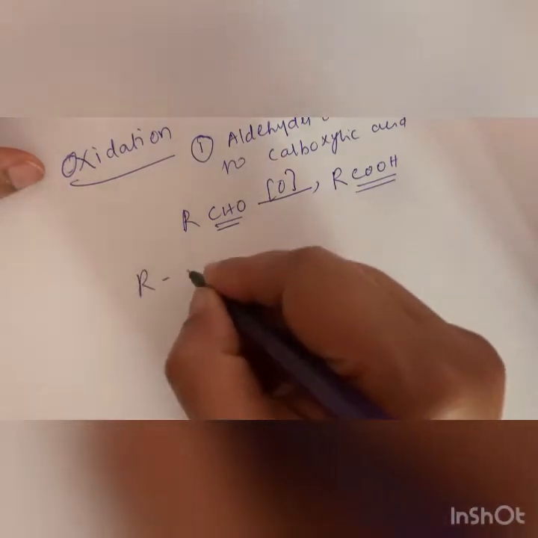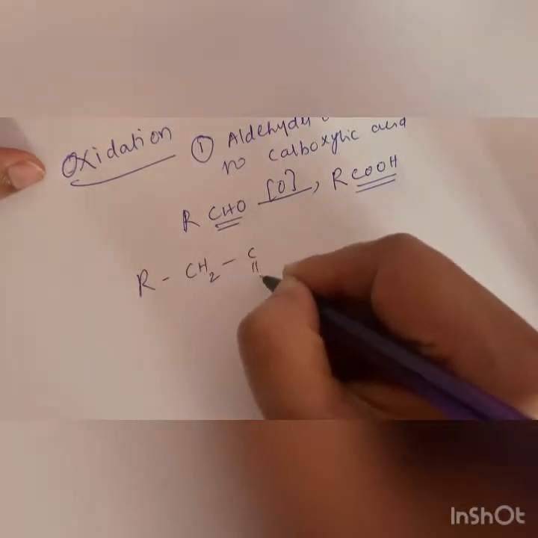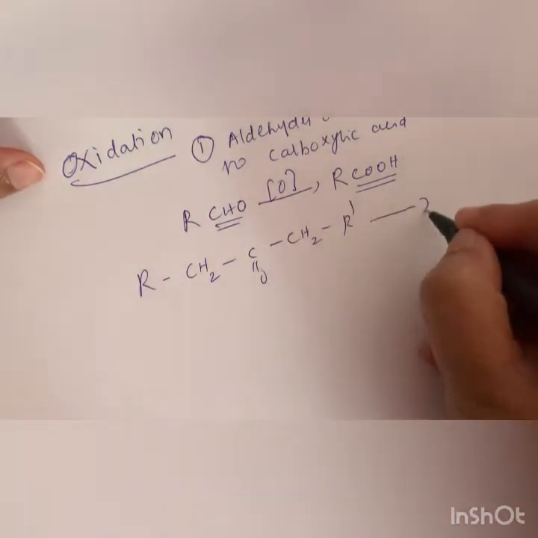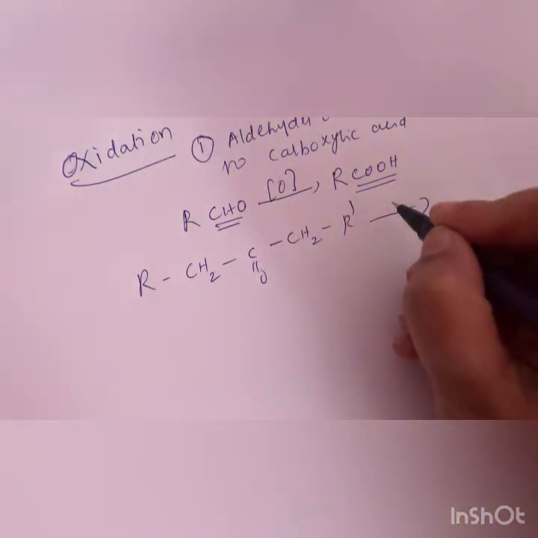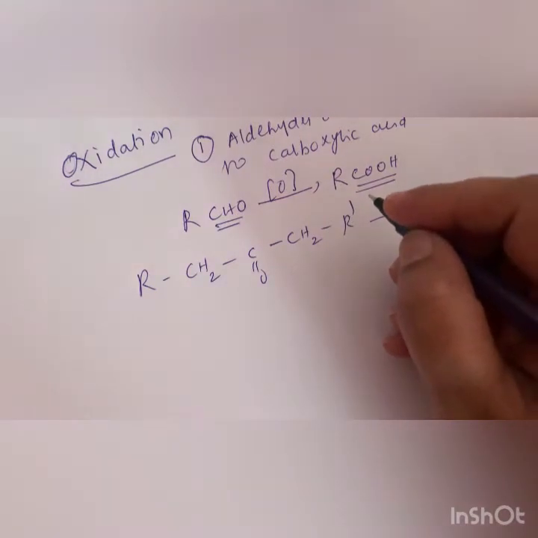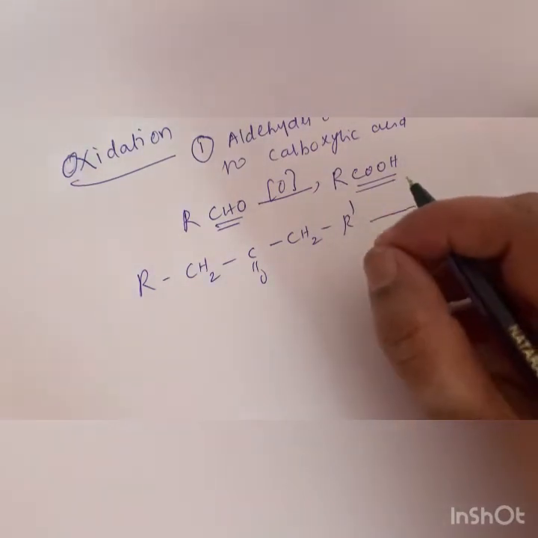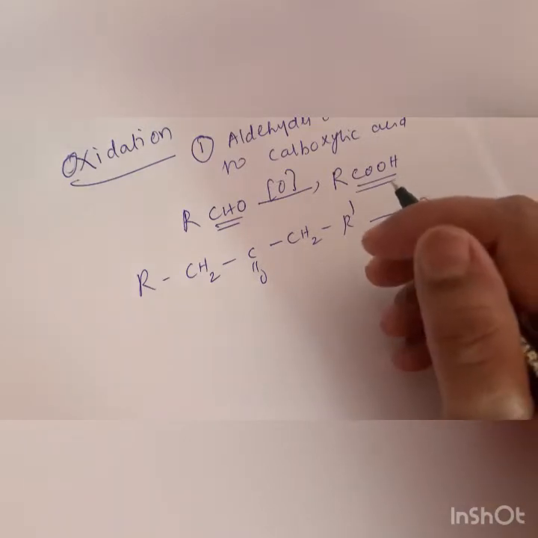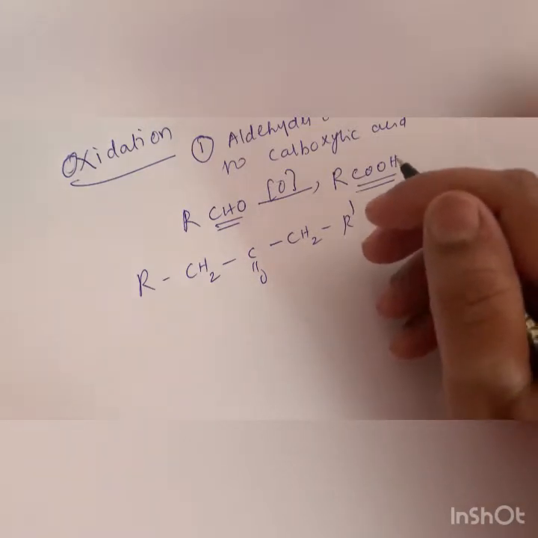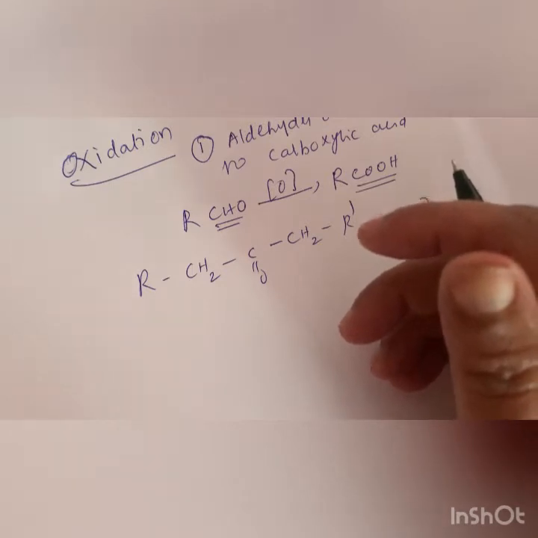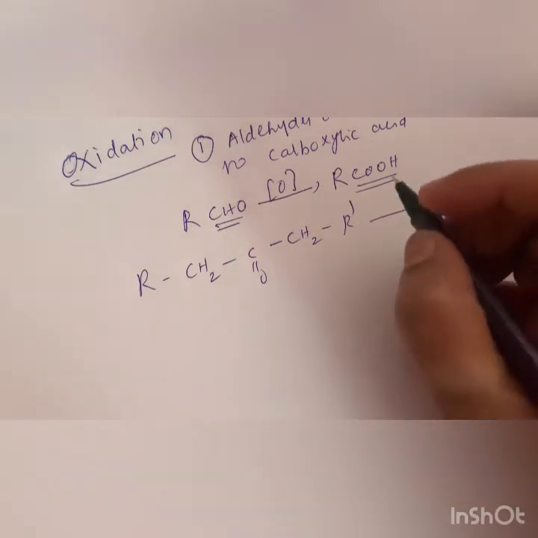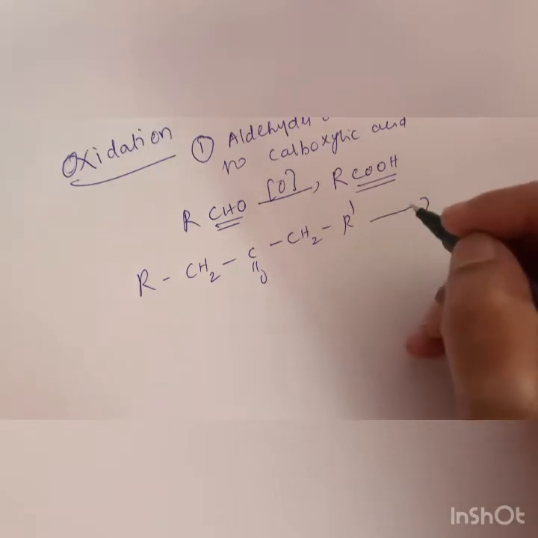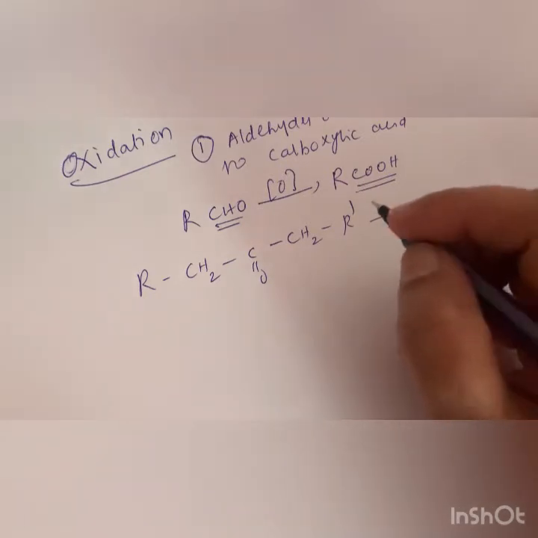For a ketone we can take R-CH2-C double bond O-CH2-R'. If you are using a very strong, not mild, oxidizing agent, you can use potassium permanganate, a very strong oxidizing agent, at very high temperature. Under normal conditions, even with potassium permanganate, they will not react. So very strong oxidizing agents like acidified potassium permanganate.